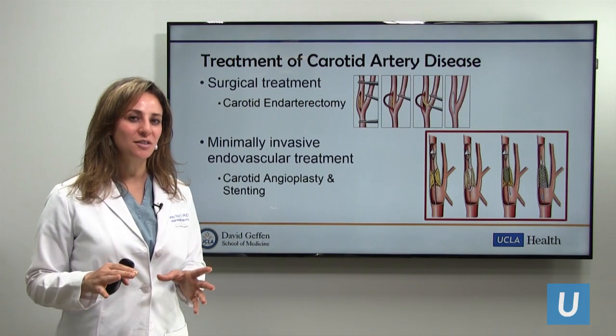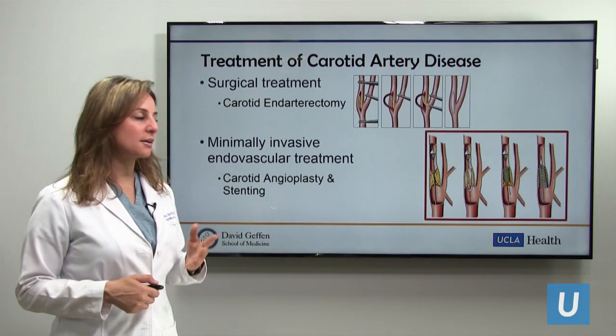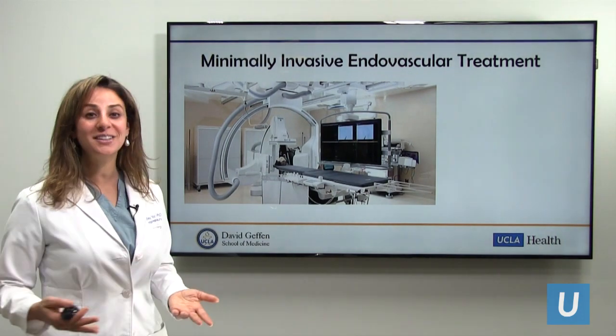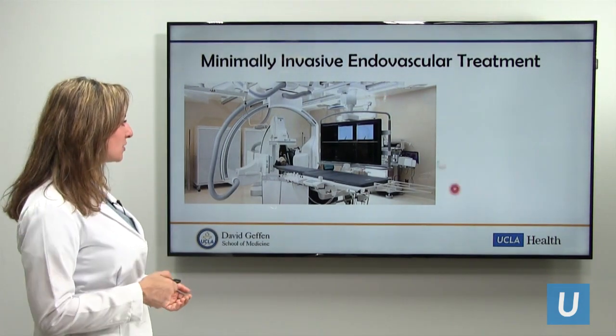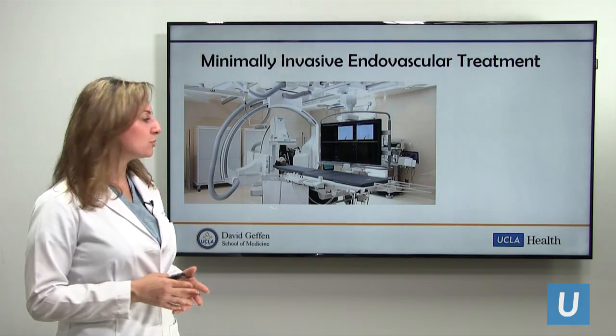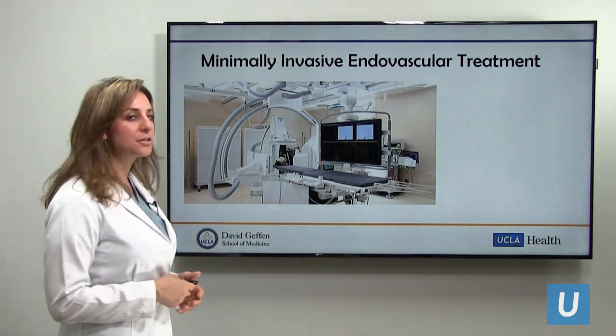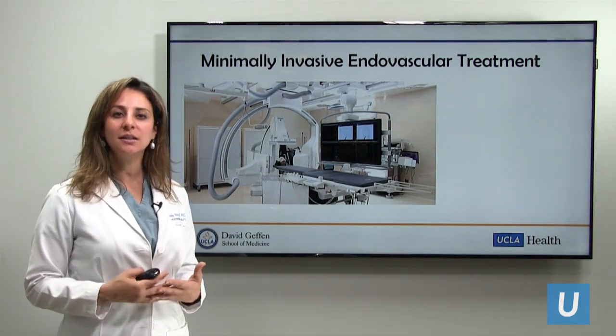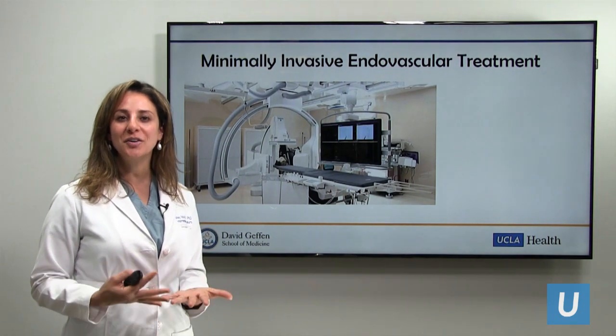I'm going to show you some images of that in a real patient, what it looks like, on the next few slides. But where does this happen? So this happens in something called the angiography suite. This suite, based on fluoroscopy or X-ray beams, we're able to see the inside of the blood vessels when we inject contrast in it.